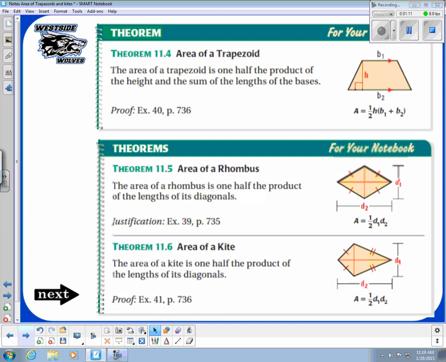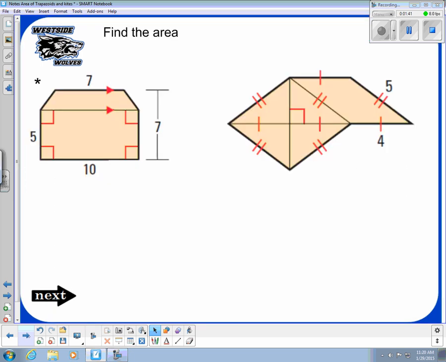So the area of a trapezoid is 1/2 the height times the sum of the bases, base 1 plus base 2. And the area of a rhombus and a kite is actually the same formula. It's 1/2 diagonal 1 times diagonal 2. Remember that you need the whole entire diagonal, not just the parts. I do see some people who mess up. This is not 1/2 diagonal 1 and 1/2 diagonal 2, but you multiply the two diagonals together and then take half of that product. All right, and so we're going to get into the work here right away.